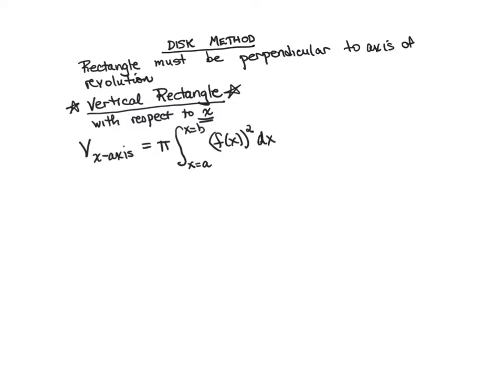Now, when would we use a horizontal rectangle? Let's see in this next diagram. Here I have a diagram where this piece of the parabola, and we saw this in the do now, this piece of the parabola, is rotated around the y-axis here.